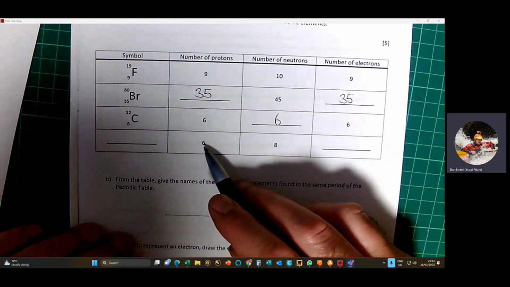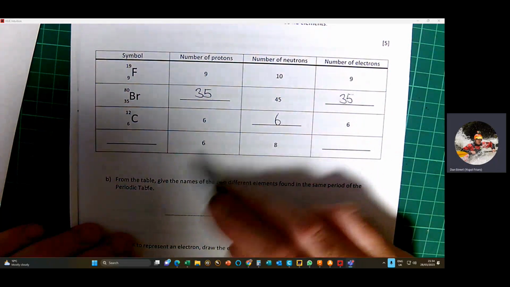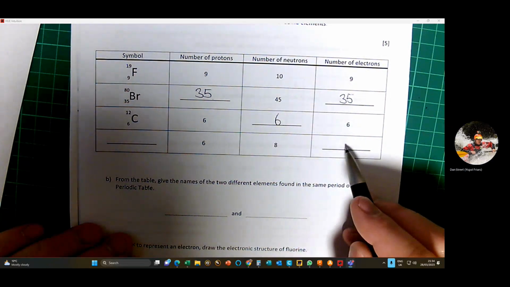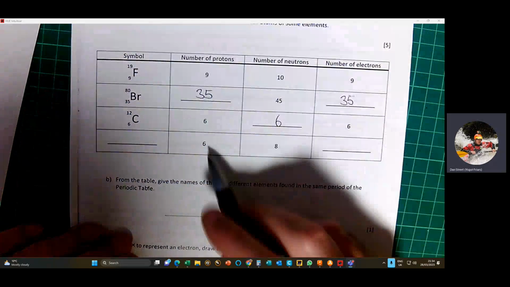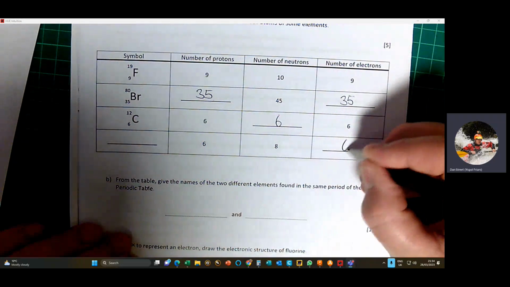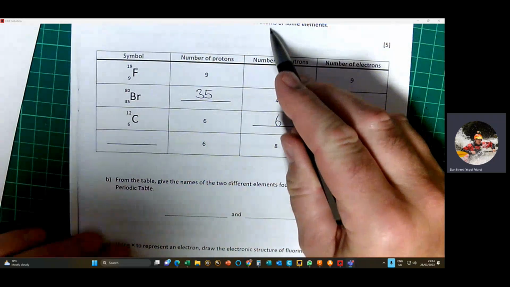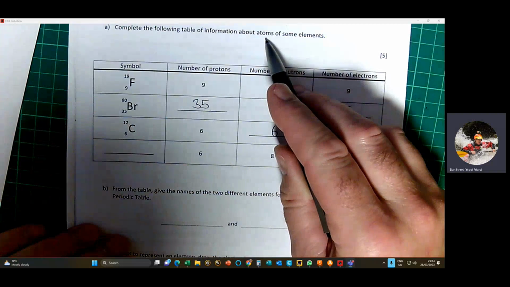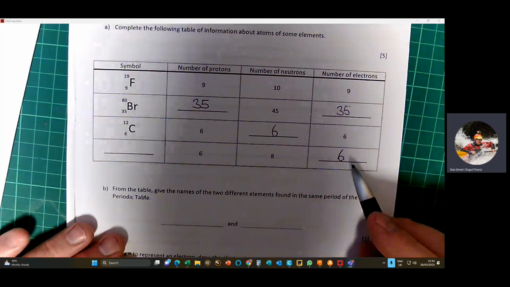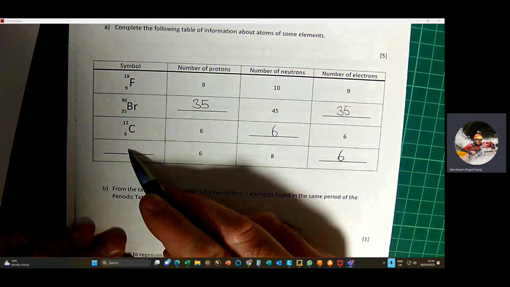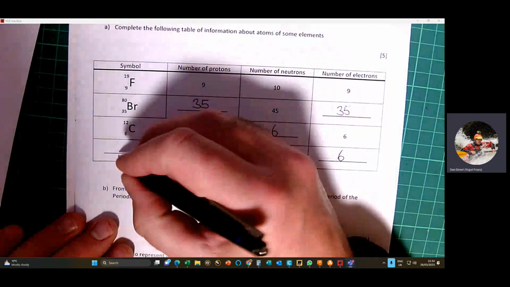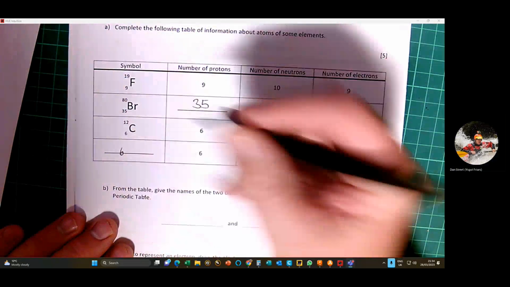And then this final one here, we've got 6 protons, 8 neutrons, and we don't know how many electrons there are. However, if it's got 6 protons, it must have 6 electrons, because the question says these are all atoms. Atoms always have the same number of protons as electrons because they are electrically balanced. But the information here is missing. Now we know that the number of protons is the atomic number, so we can put a 6 there.